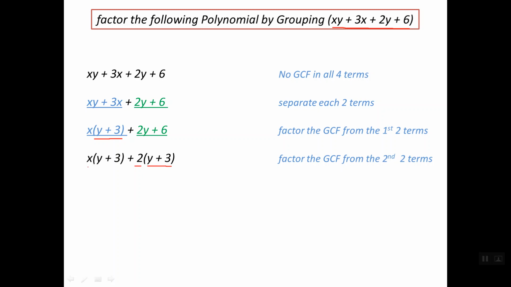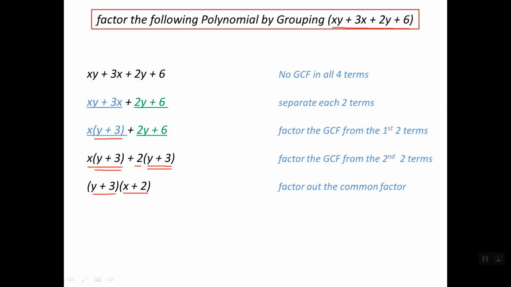So in this case, we have a new polynomial with two terms, and we have a new common factor, which is the y plus 3. So we can factor out the y plus 3. This is a new factor for the two terms. The remaining from the first term is the x, and the remaining from the second term is the 2. So after factoring this polynomial, we have two factors, which are y plus 3 and x plus 2.